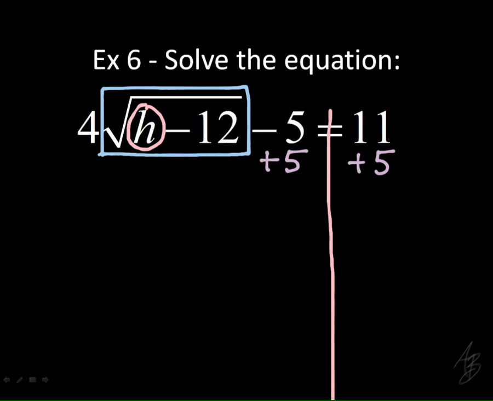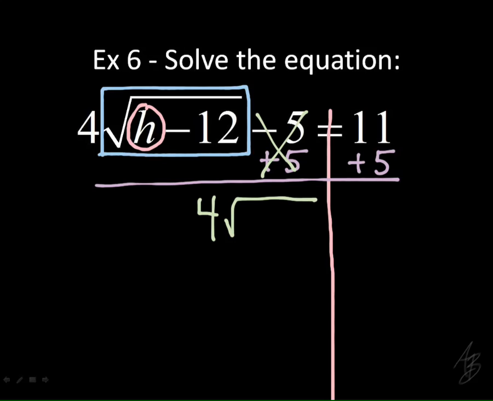And to get rid of the minus 5, we add 5, right? You guys agree with that? The minus 5 and the plus 5 cancel. And when those are gone, we still have all of this here. So we still have 4 times the square root equals 16. Okay, good. We still don't have the square root by itself, though.